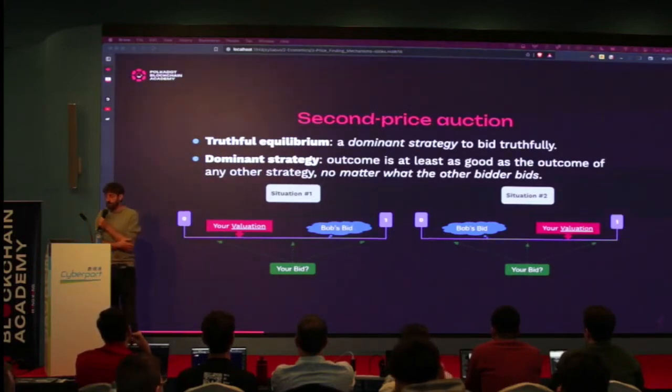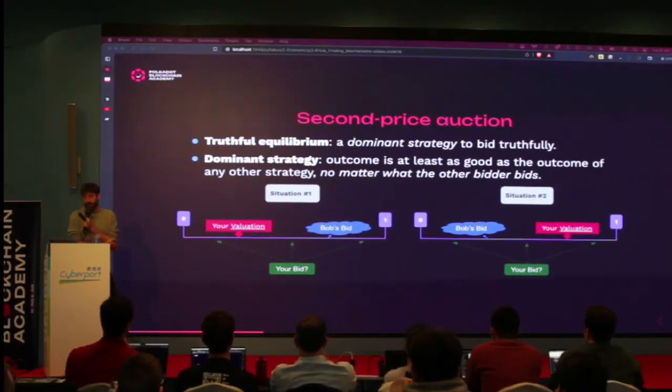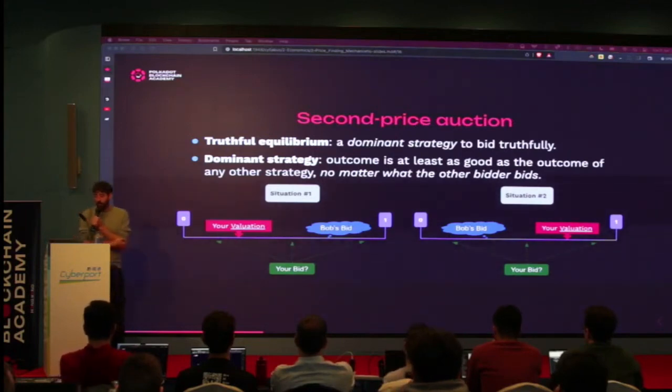So that's bad. And if you look at situation 1, in the case that Bob's bid is higher than your valuation, bidding truthfully or underbidding both lead to losing and having a revenue of 0.